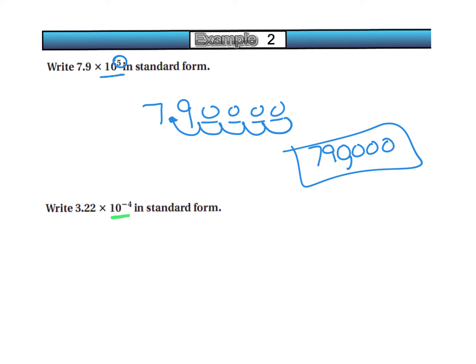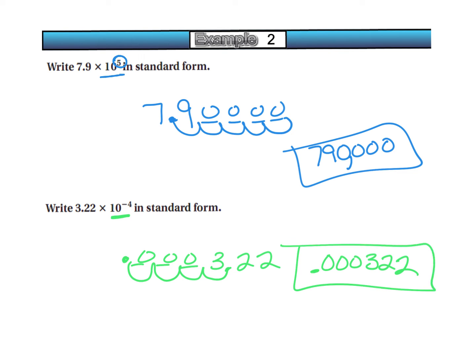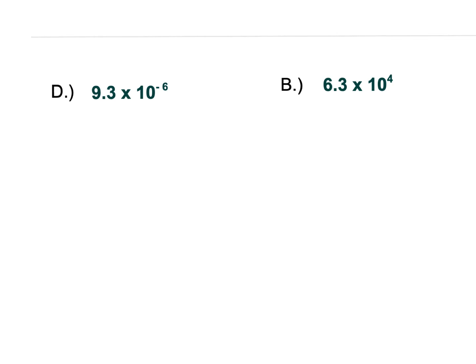Same way, negative exponent. So I'm going to give myself some room back here, 3.22. I'm going to take my decimal. This is a small number, so I'm going to go 4 in the other direction. 1, 2, 3, 4. Here's where my decimal is. I need to put in 3 zeros. And there's my really small number. So positive exponents, big numbers. Negative exponents, small numbers. If you want to try doing these two on your own, pause the video and then come back. Otherwise, here we go.